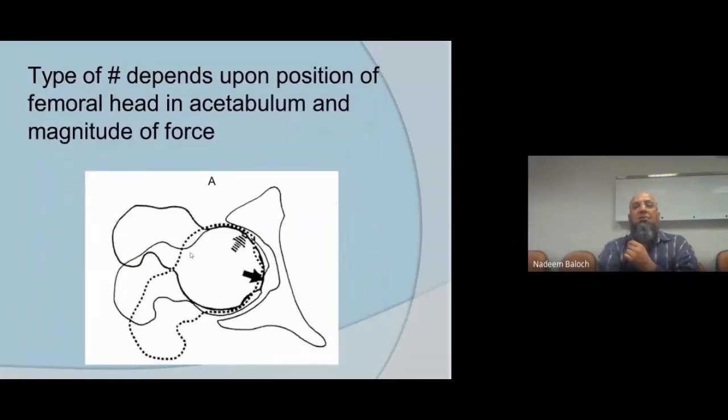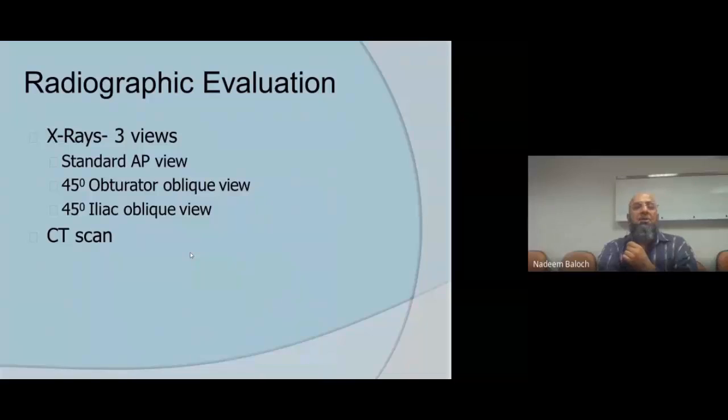And as we all know, the head of the femur dictates the type of fracture and the magnitude of injury, and the magnitude of force created by the head will give you the pattern of the fracture. So the standard X-rays that we need for this classification are the standard AP view, the 45 degree obturator oblique view, the 45 degree iliac oblique view, and CT scans, and even volume rendering CT scans.